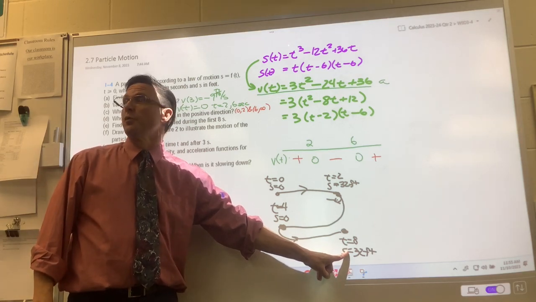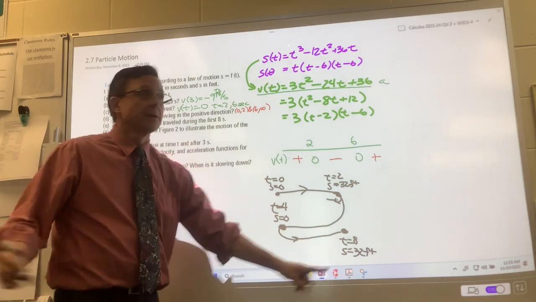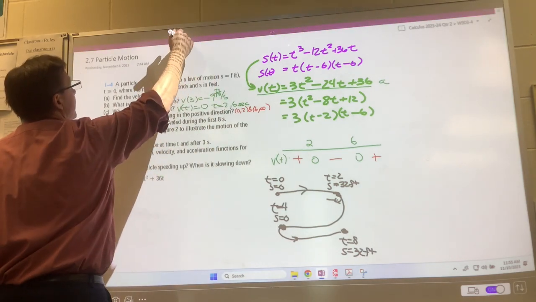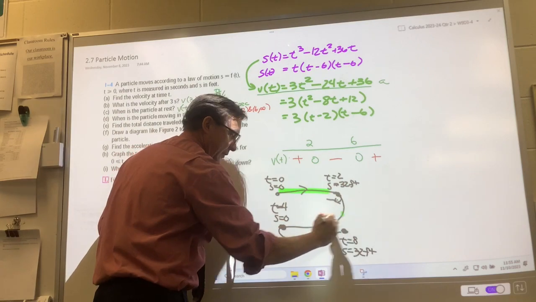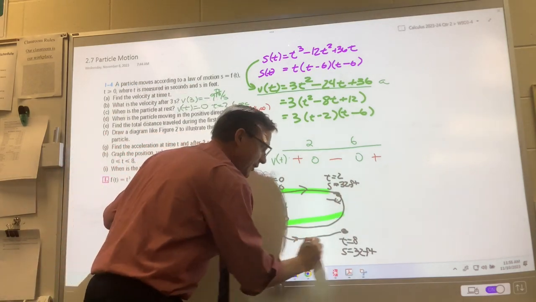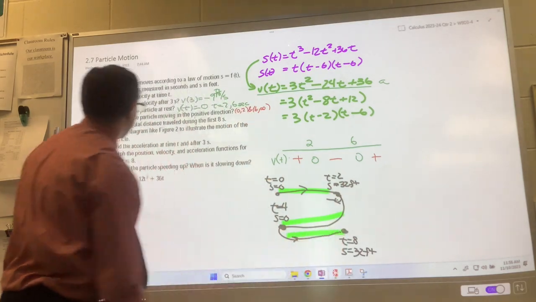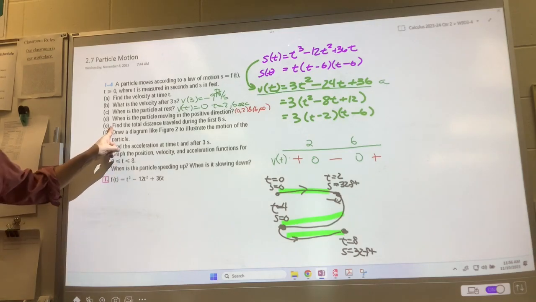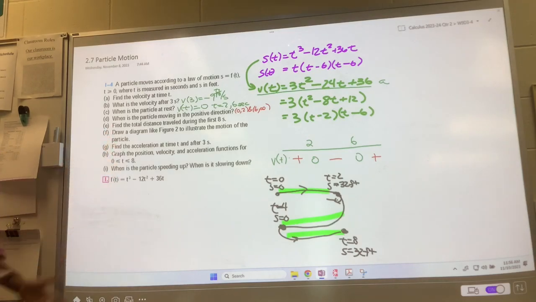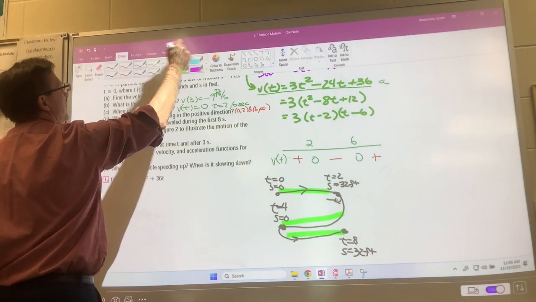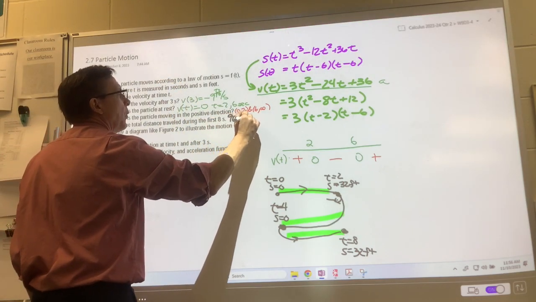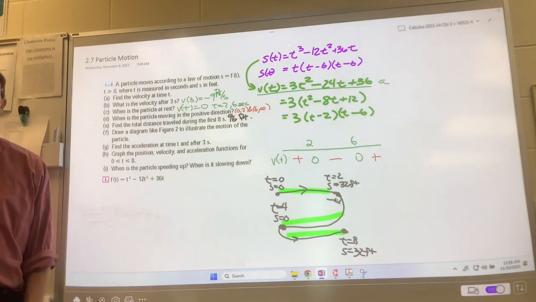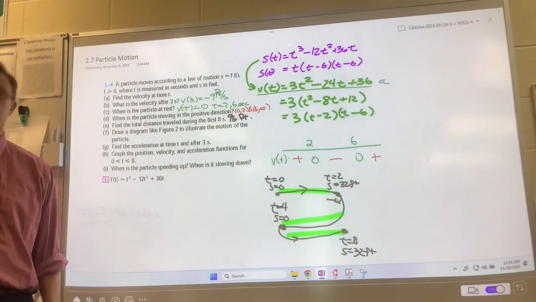No, this particle has moved around a whole lot, right? This particle went 32 feet, 32 feet, 32 feet. So what's the distance for letter E? 32 times 3, 96 feet is the distance it traveled in 8 seconds. What's its position? It's at 32 feet. Big difference, right? Big difference.